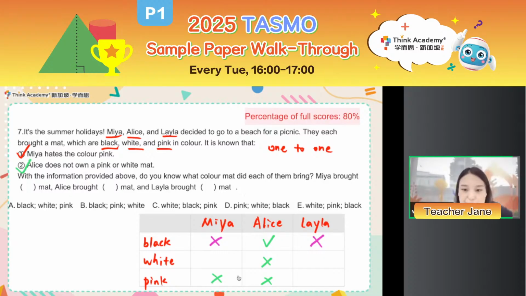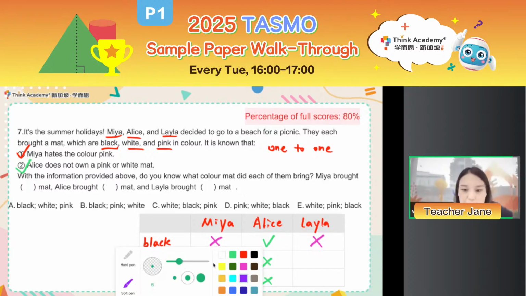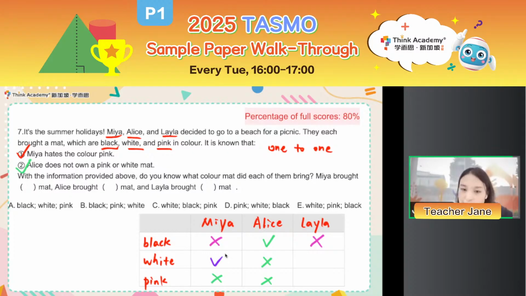Yeah, we can make sure that Mia got which color? Can you tell me? The white one. Okay, so if Mia chose the white one, can Alice or Leila choose the white one? Is it possible? No, definitely cannot, right? So we cross it out. Then can you tell me, Leila chose which one? Yeah, that will be the pink one.